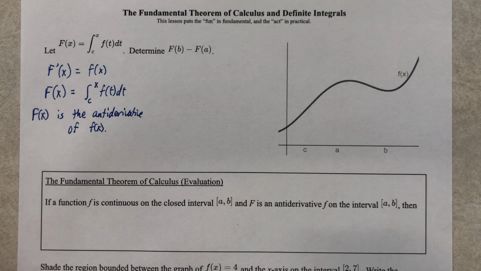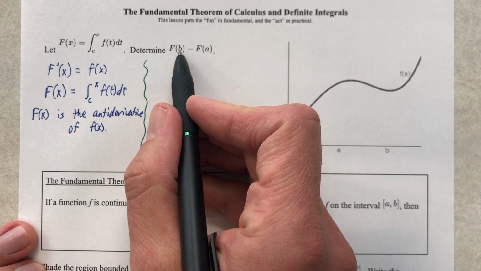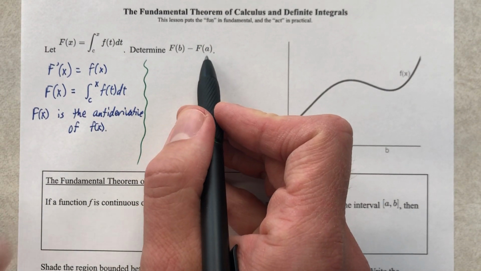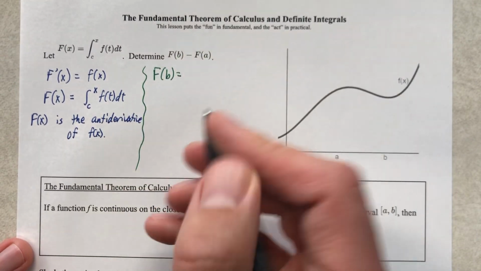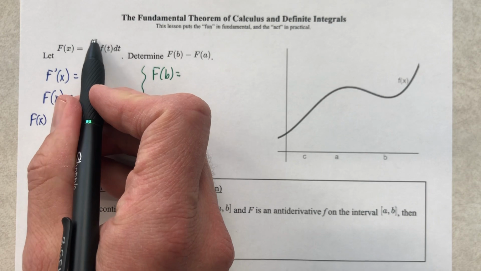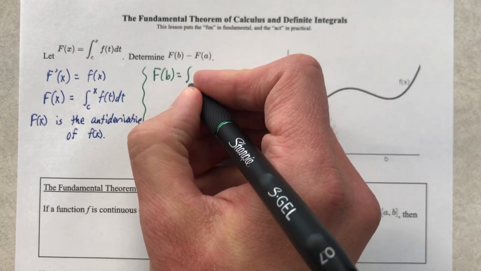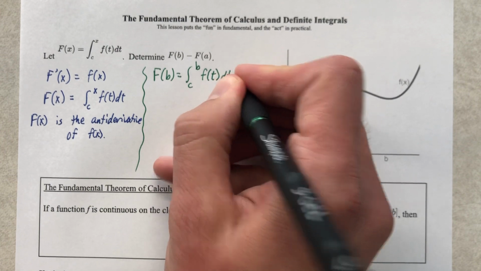So using a green pen, why green? I don't know, it stands out, I guess. We're going to, for fun, determine F of b minus F of a. You'll see where this is going in a moment. So first, let's figure out what F of b is. Capital F would be, if I plug in a b right here, I have to plug in a b right here. So I'd have the integral from c to b of f of t dt. What's that?